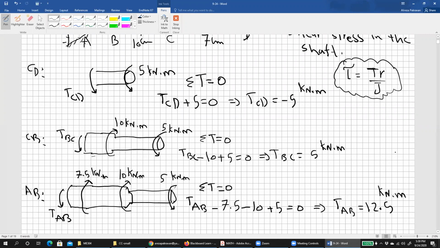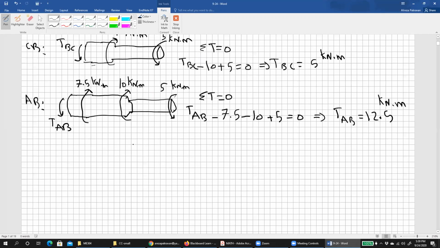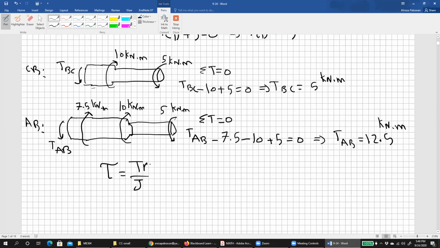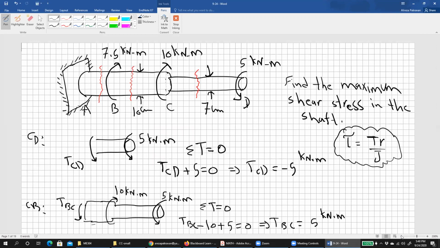So let's now review the equation again. This problem asks us to find the maximum shear stress tau. TRJ. Okay, now it's good. We find T, and the maximum shear stress in this figure. Let me zoom out.